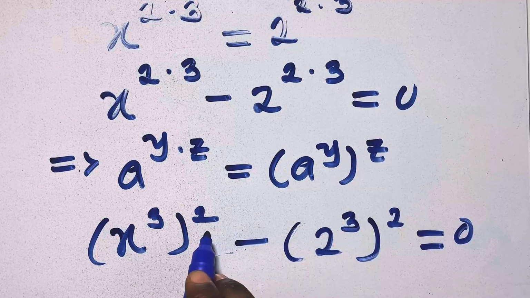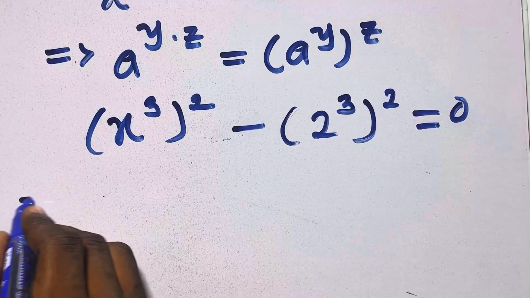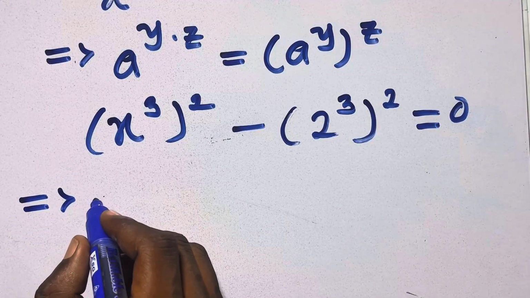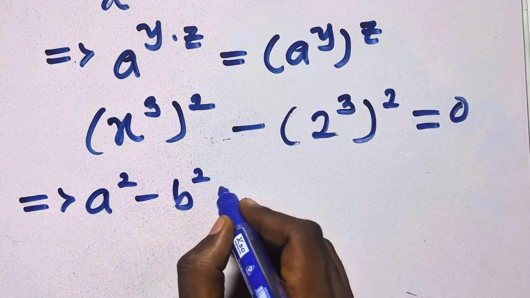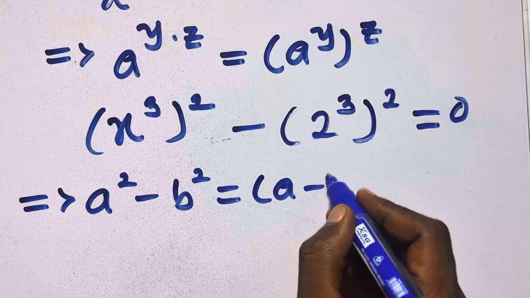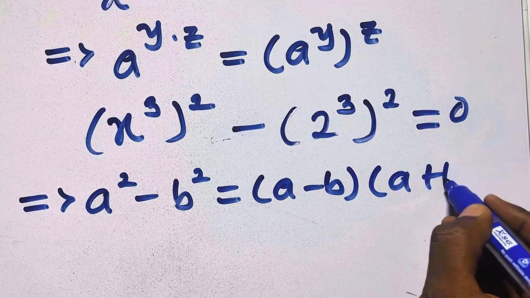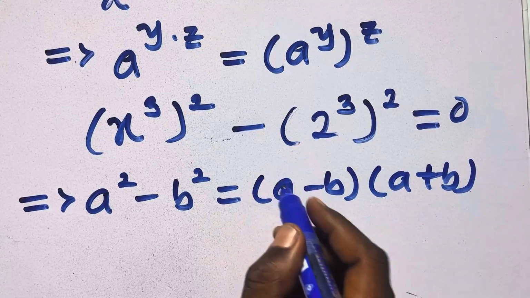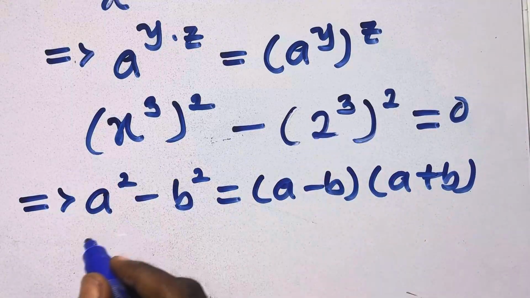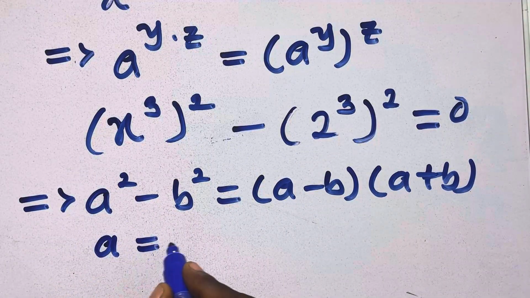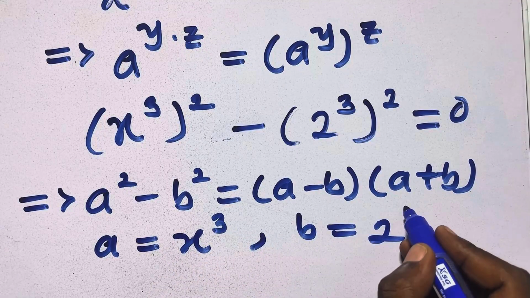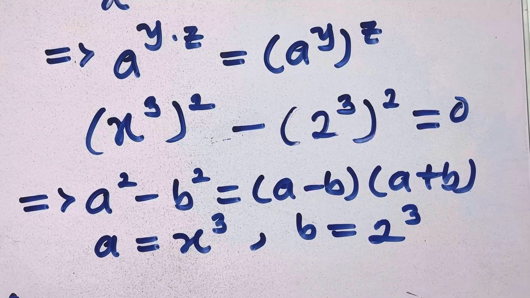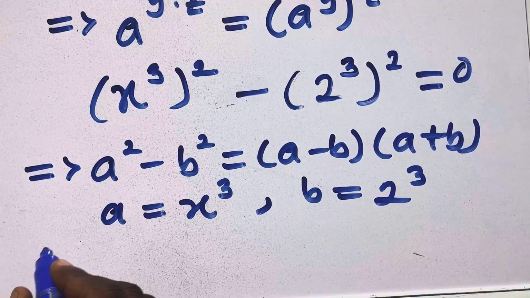equals 0. So what we try to do here is to express this as a difference of 2 squares. Remember the identity for the difference of 2 squares: if you have a squared minus b squared, this is equal to a minus b, then a plus b. Applying this expression to what we have above, our a is x raised to the power 3, and our b is 2 raised to the power 3.